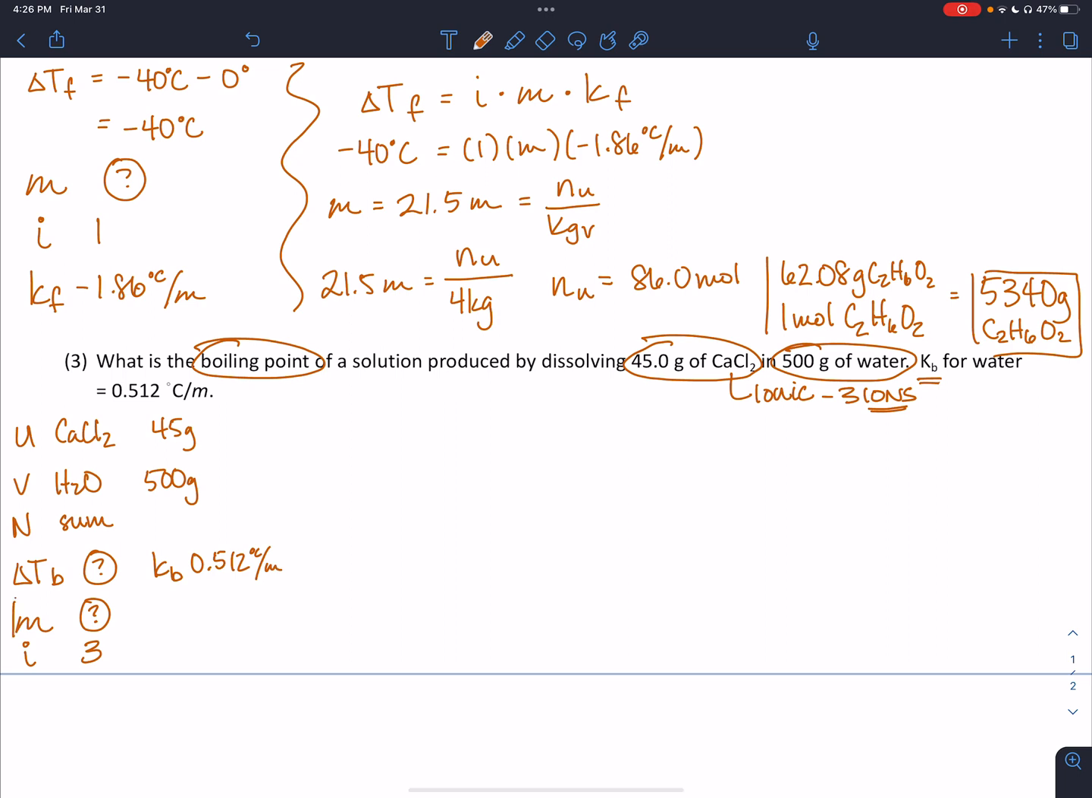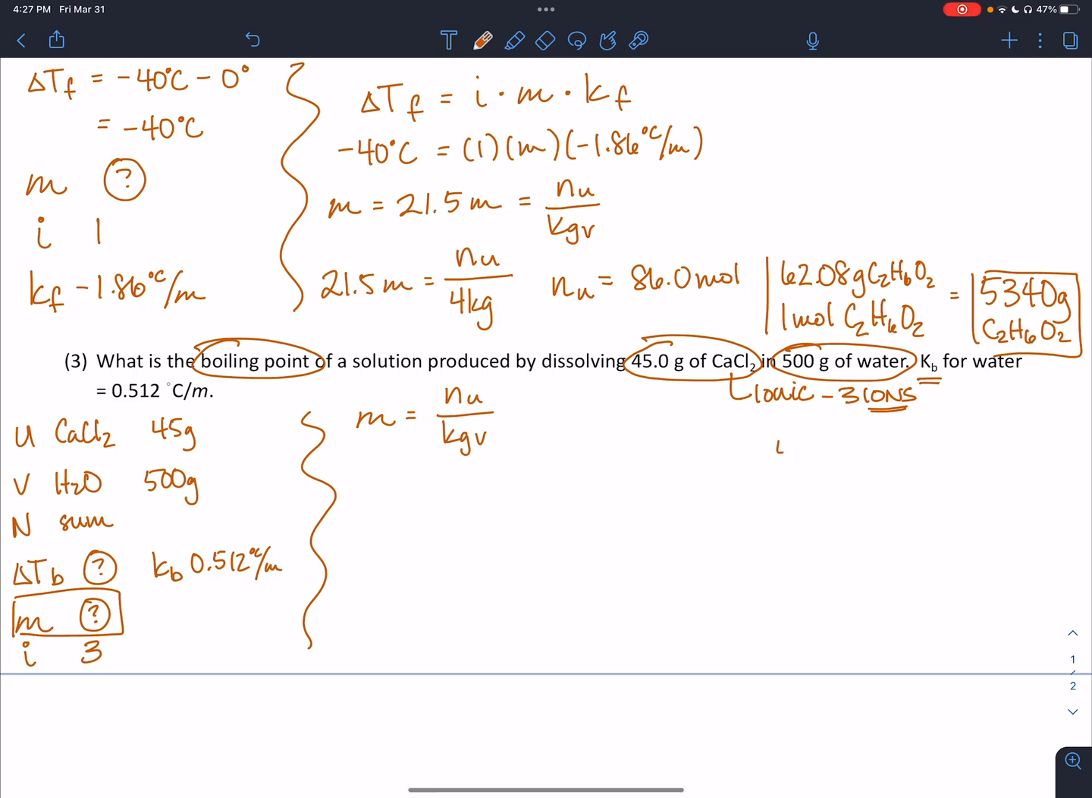So I'm going to start by figuring out the molality. Once I know the molality, then I'll be able to calculate the change in boiling point, and then I can figure out what the new boiling point is. So molality is moles of solute divided by kilograms of solvent. If I look, I have 45 grams of calcium chloride, but I do not have the moles.